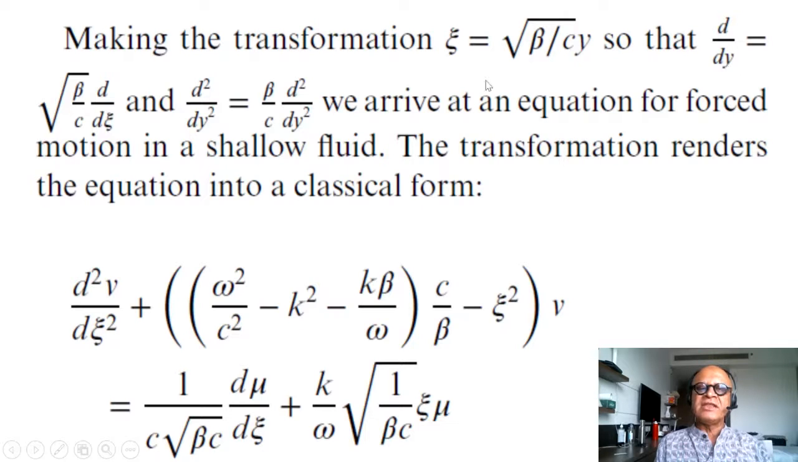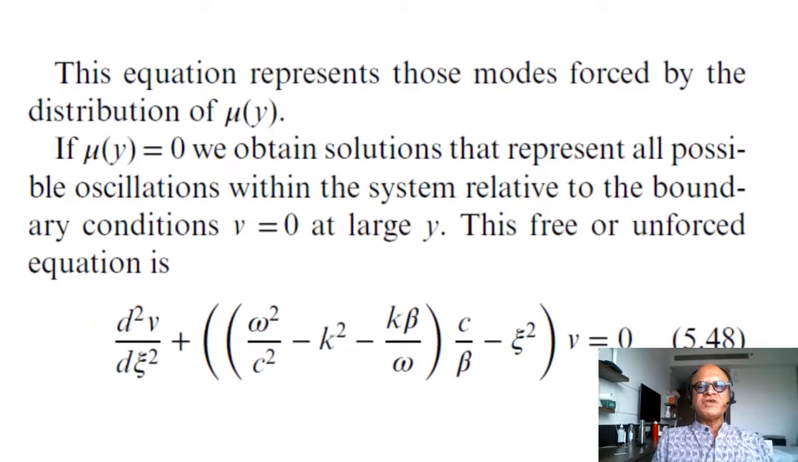So then we can write d dy and d squared dy squared in terms of this transformation, and we get this nice looking equation if you can make sense out of it. So d squared d psi squared equals this complicated function with c over beta minus psi squared times v. So again we have a wave equation with this forcing function on the other side. Okay, this equation now represents those modes forced by the distribution of mu y.